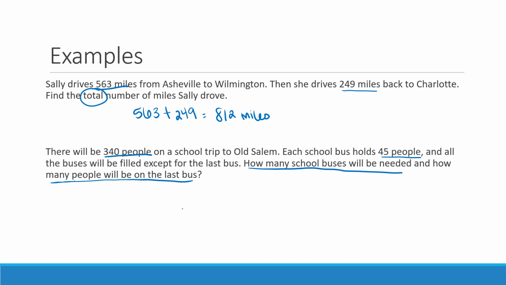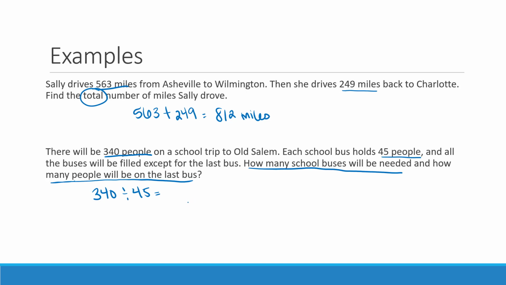Division, on the other hand, is where you're taking a large quantity of something and you're separating it into parts. So think about what we're doing here. We're taking 345 people and we're splitting them up amongst all of these buses. This is an example of division. So division, again, remind yourself, take something big, divide it up into parts. So we know we're going to take these 345 people and we're going to divide them into groups of 45 to see how many buses we're going to need.